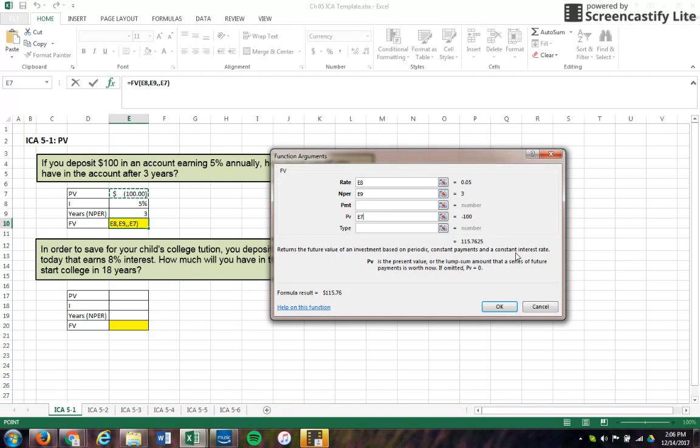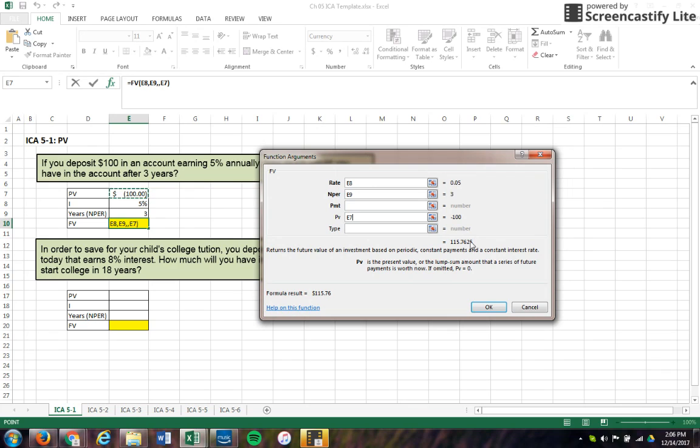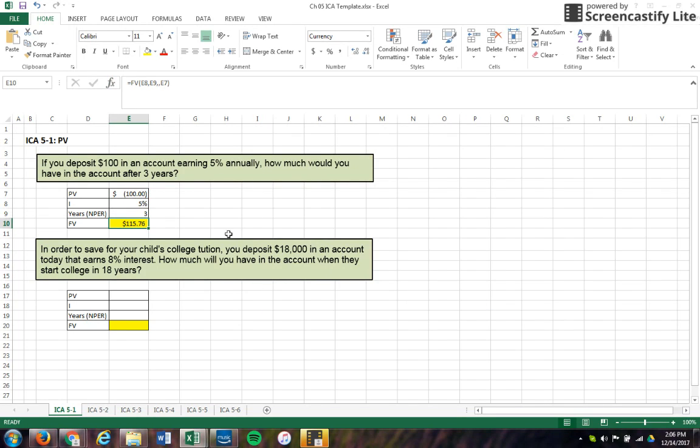Notice once I have enough arguments, enough inputs here, it gives us an estimated value. And we have 115.7625, which we are done there. We click OK, and we get 115.76. That is one way you can do it.